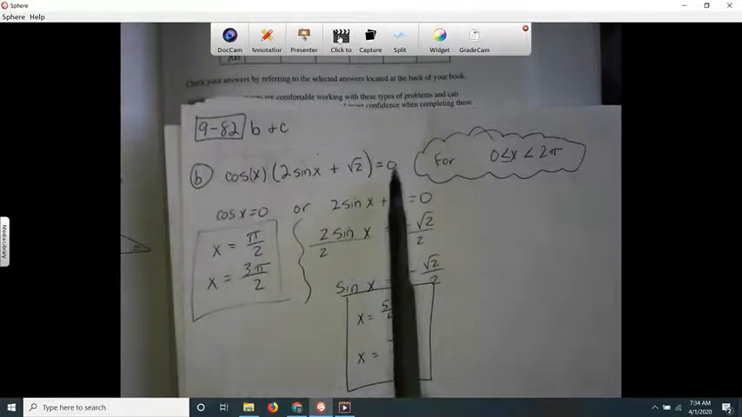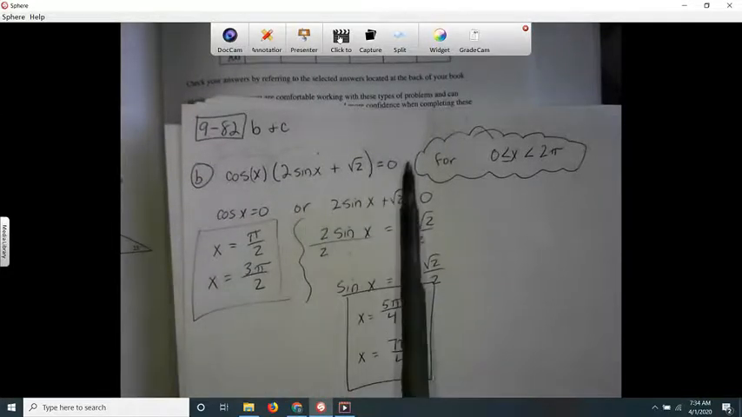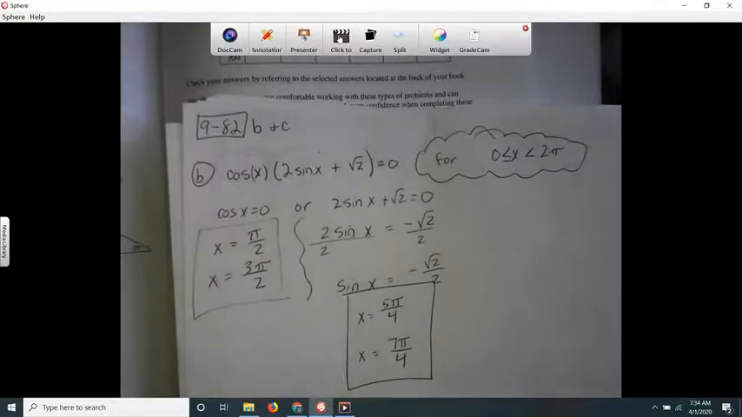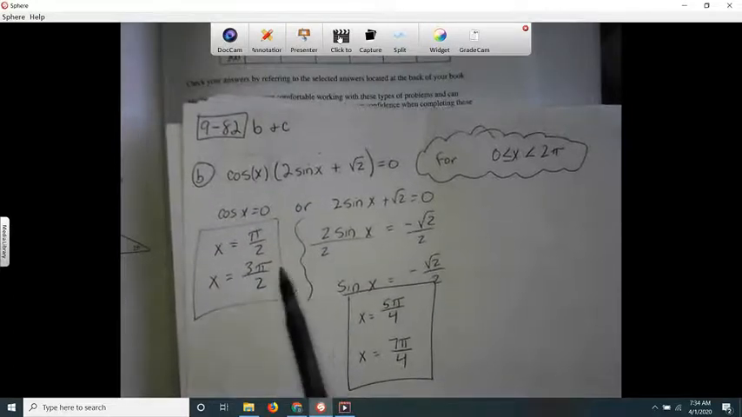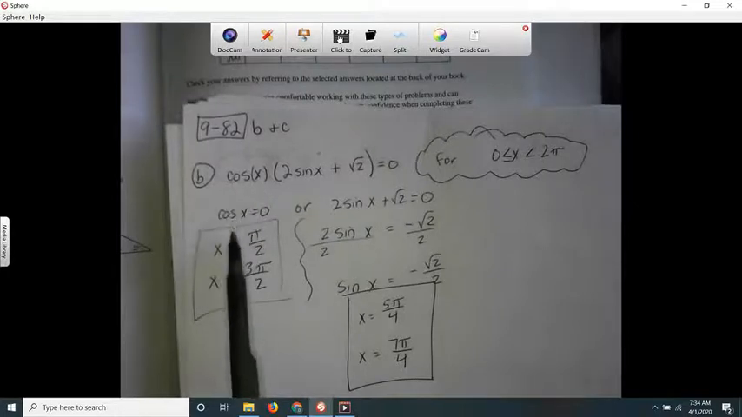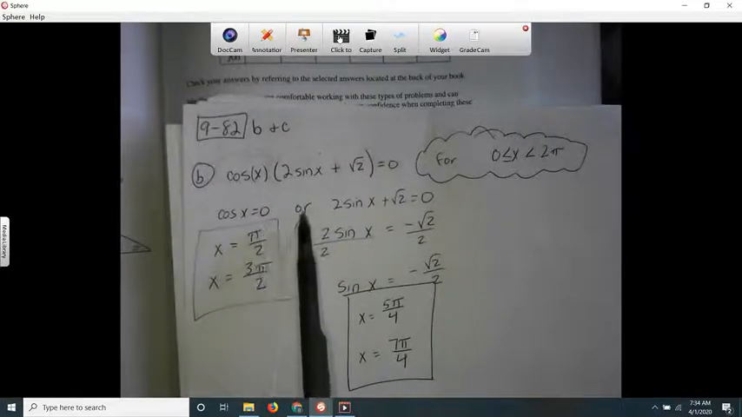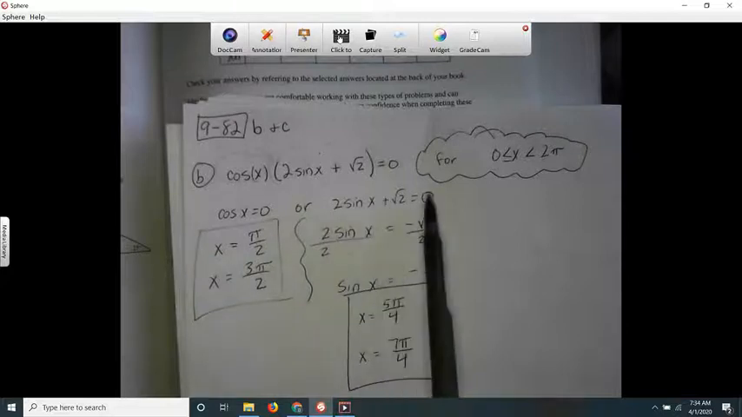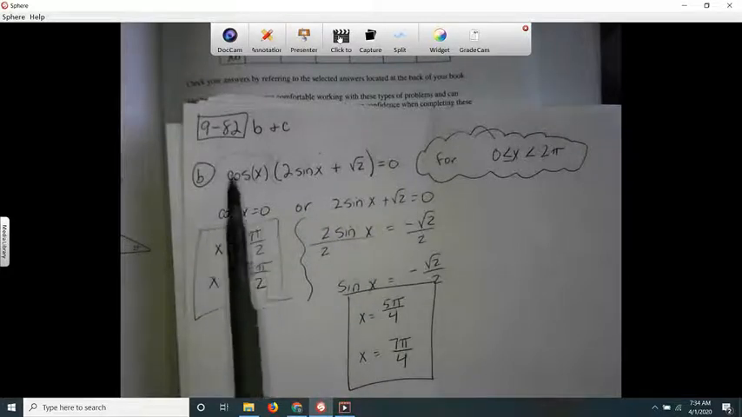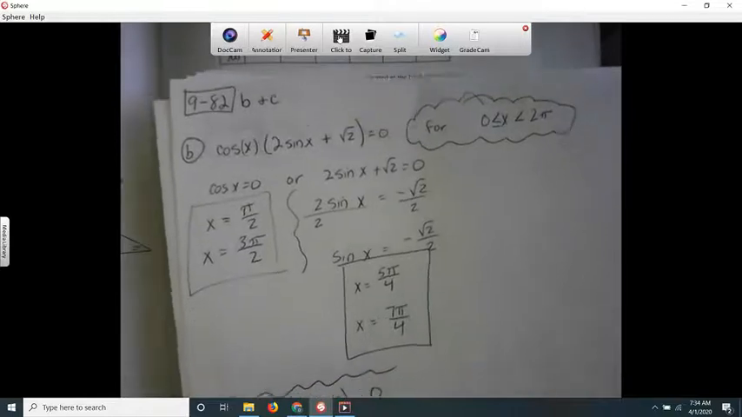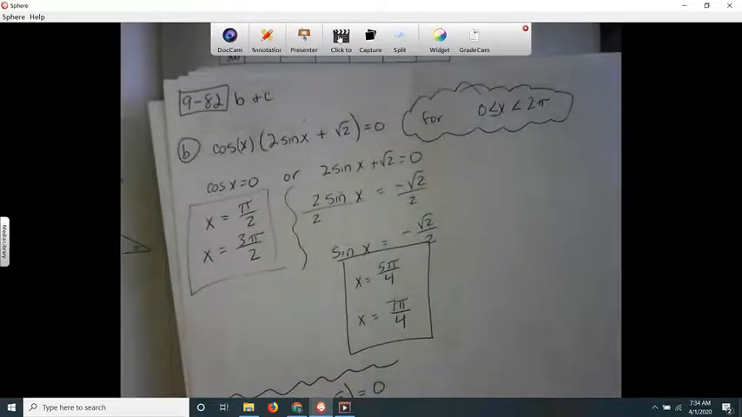There's no way that the answer to a multiplication problem can be 0 unless one or the other of the factors is 0. So you set the first factor equal to 0, and you set the second factor equal to 0. So for this first factor, cosine x equals 0, all I have to do is go on my unit circle and find out what angle makes cosine 0. Cosine is the x coordinate.